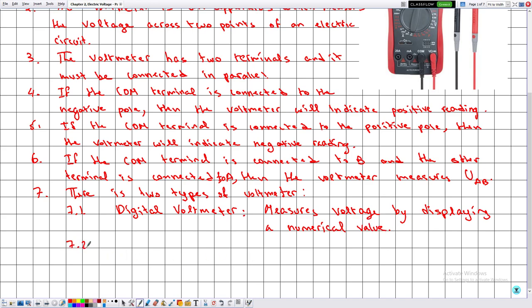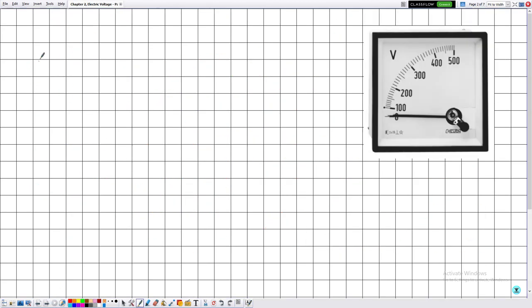While the analog voltmeter measures voltage by the deviation of the needle. So the digital voltmeter is trivial. Now what is interesting is the analog voltmeter. We are saying here that it measures the voltage by the deviation of the needle. Now the next section, section number 7, let's discuss the analog voltmeter.